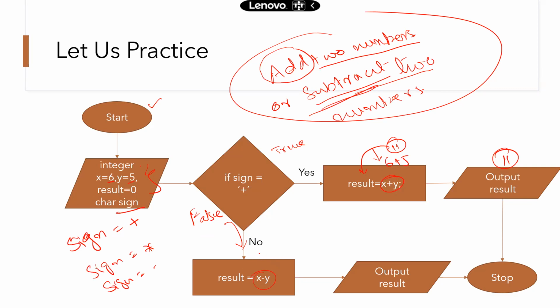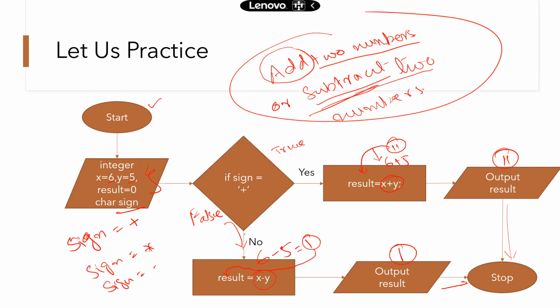Okay, so this is going to do 6 minus 5, which is going to end up as a 1, and which is going to get stored in a result. And as an output over here, we are going to get 1 as a result, and the program will proceed towards a stop. So there are two different paths. One is, if the condition is true, it is going to add up and give us an output of 11, and then go towards the stop.